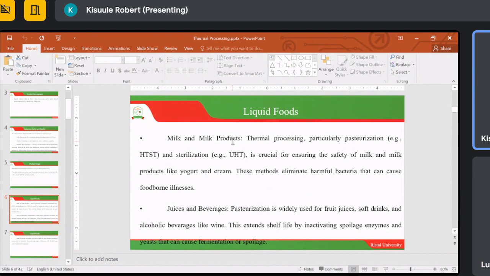ensuring the safety of milk and also milk products like the yogurts and the creams, and these methods help us in eliminating those harmful bacteria that cause foodborne illnesses.